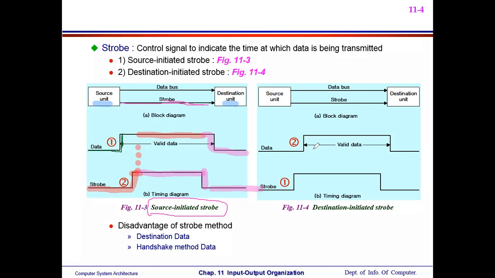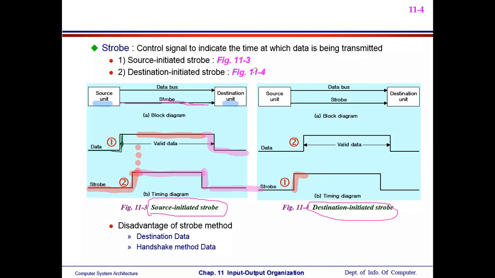Now come to the destination initiated strobe. Here also the same thing, but observe this. Here the first action is performed by the destination unit. First of all, we have to check whether the destination is ready to receive the data or not. That has to be given by the destination unit only. That's why here the destination first activates the strobe. After the destination activates the strobe, the source unit is ready to transfer the data.